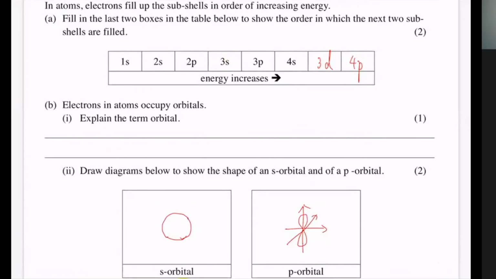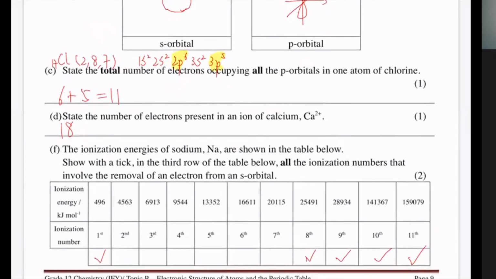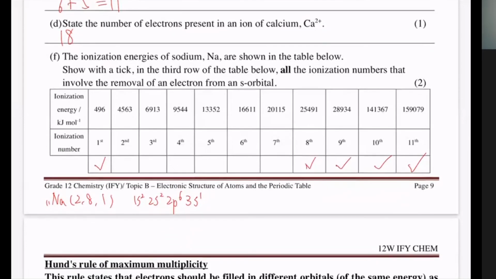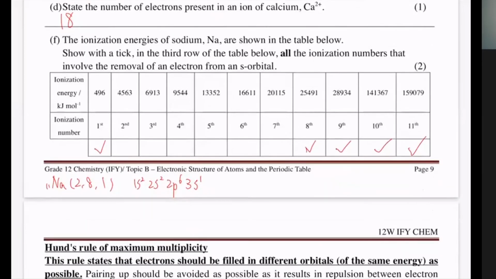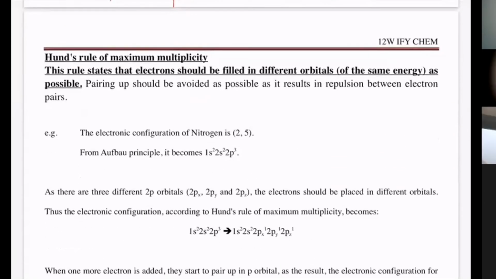Okay, s orbital always holds 2 electrons, p always holds 6 electrons. So that's the first rule you need to remember. Fill in the lowest energy level first. Okay, so let's introduce one more rule. Then Hund's rule of maximum multiplicity.